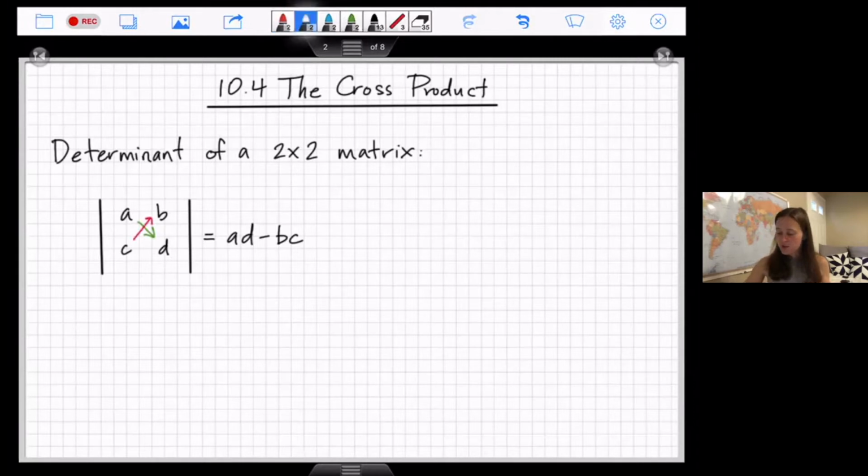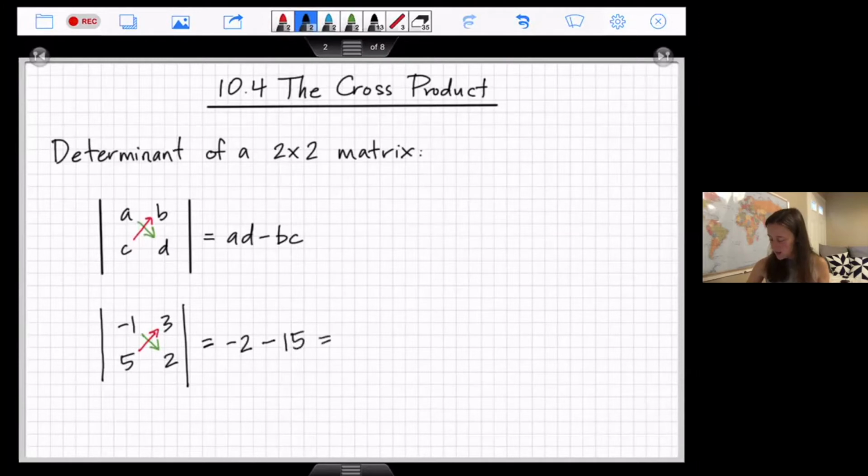Okay, so just a quick example, super easy. Let's say we have -1, 3, 5, 2. Again, we're going to multiply on the down angle. That gives me -1 times 2, which is -2. And then we subtract on the up angle. So 5 times 3 is 15. And the determinant of this matrix is -17.